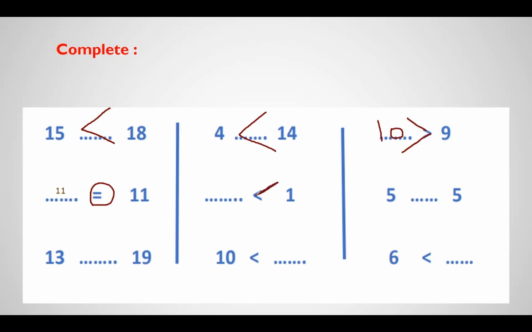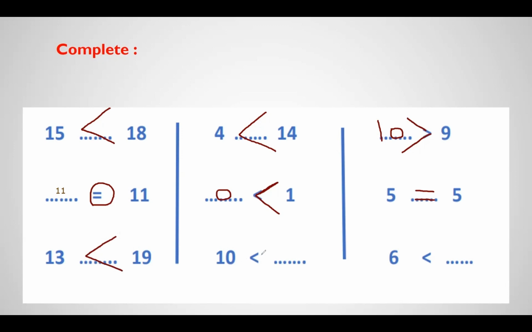Here the mouth is looking at 1. If we eat 1, so this one is big. 1 is bigger than what? What is small here? I'm going to write a smaller number. So, of course, it's 0. Again, we have here 5 and also 5, so they are equal. Here, 13 and 19. Yes, sure, 19 is bigger than 13, so I'm going to eat 19.